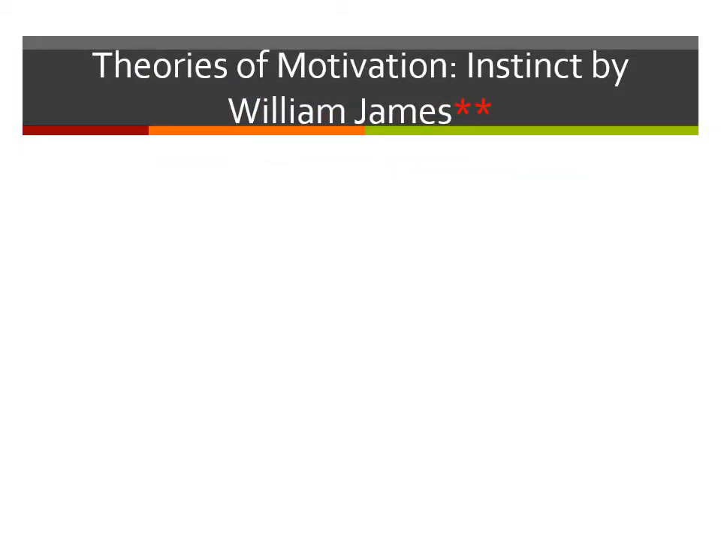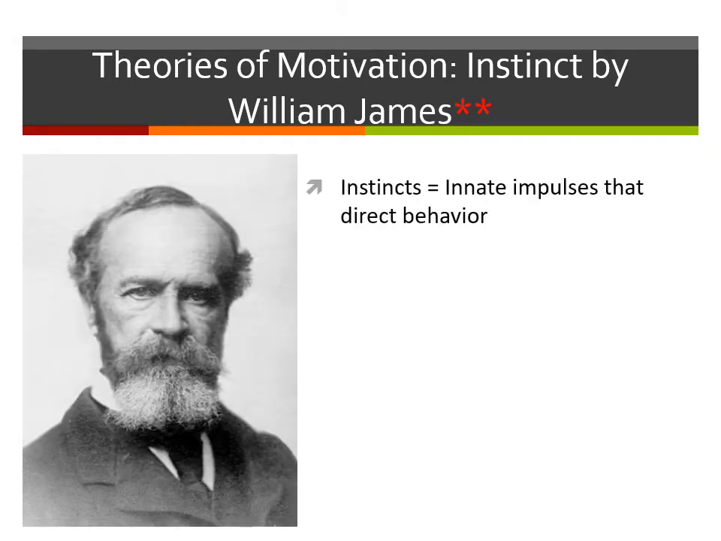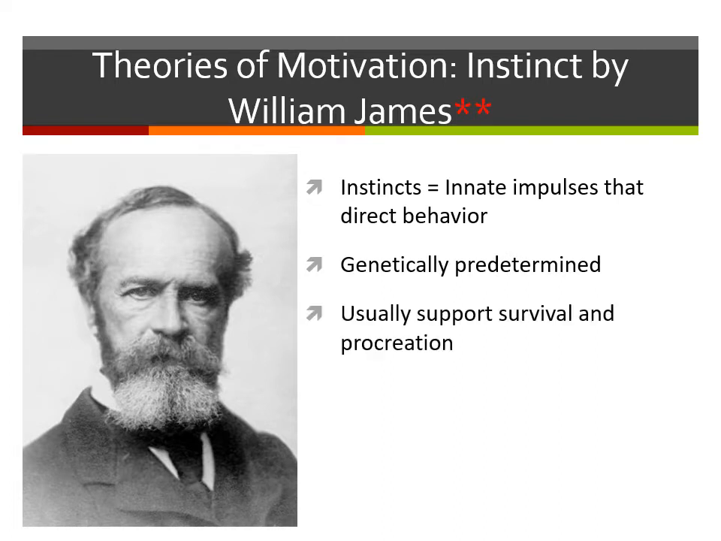So we're going to talk about William James's theory of instinct. So instincts are innate impulses that direct behavior. This theory was proposed by William James, saying that we are born with these genetically predetermined impulses that evolved to help us survive and procreate. These instincts guide us and motivate our behaviors.